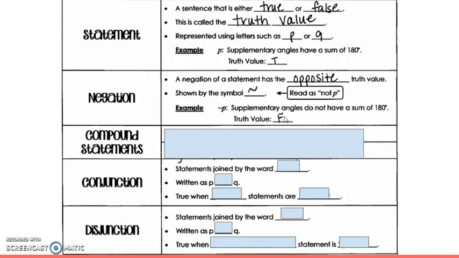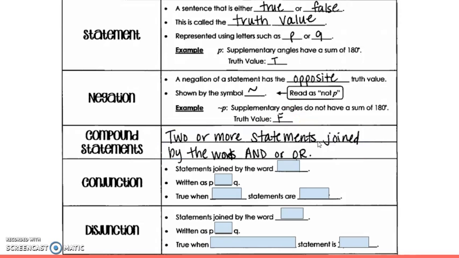We're now going to look at compound statements, so putting different things together. So a compound statement is two or more statements joined by the words and or, and those are going to be very important for us to remember. So a conjunction are statements joined by the word and. When we write it out, we have P and Q as two different statements, and we're going to put this little caret in the middle, and that caret means and. So we read this as P and Q.